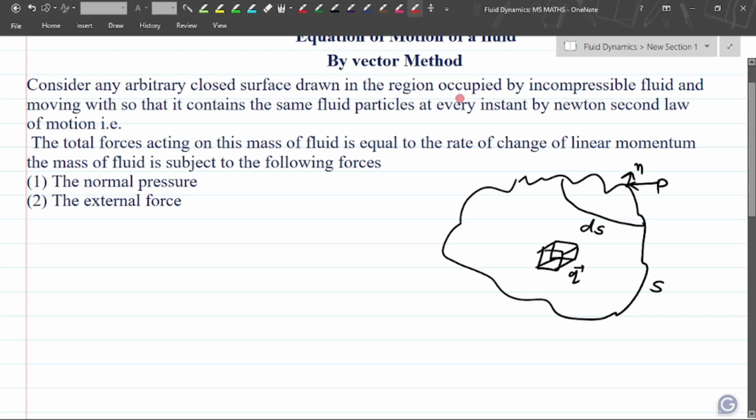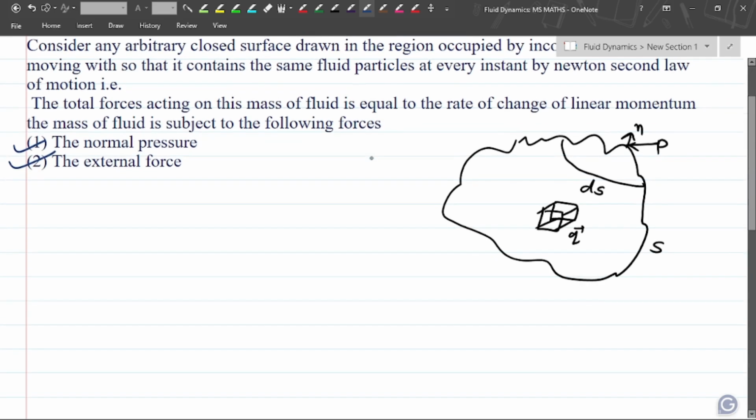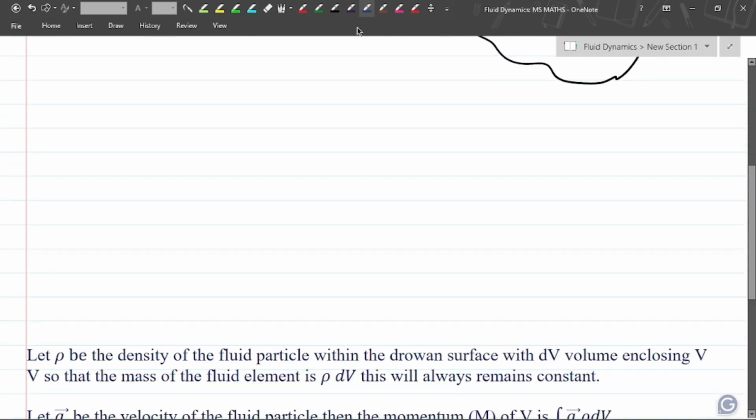Now consider any arbitrary closed surface drawn in a region occupied by the incompressible fluid, and it is moving. The total force acting on the mass of fluid is equal to the rate of change of linear momentum, as per Newton's law related to momentum. The mass of fluid is subject to the following forces: the normal force and the external force F, which we will consider later.